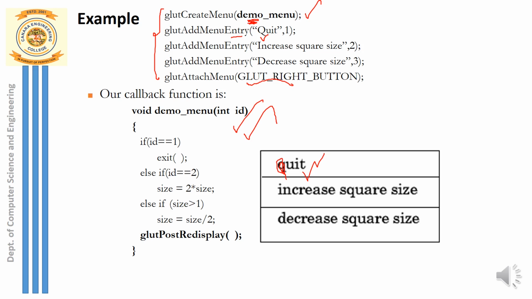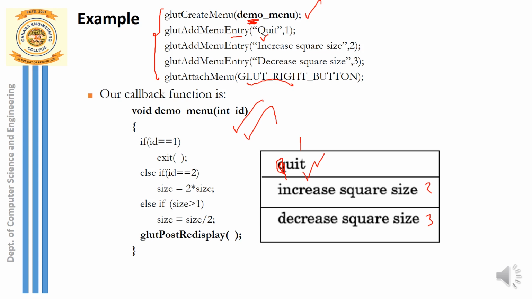The ID will not appear on the menu. That ID is the one which you assign to this menu entry. So the ID for Quit is 1. Next, the second entry is Increase square size. The ID corresponding to this entry is 2. This is not displayed. The third one is Decrease square size, so 3. So with the right button, the moment you click the right mouse button, this menu appears.